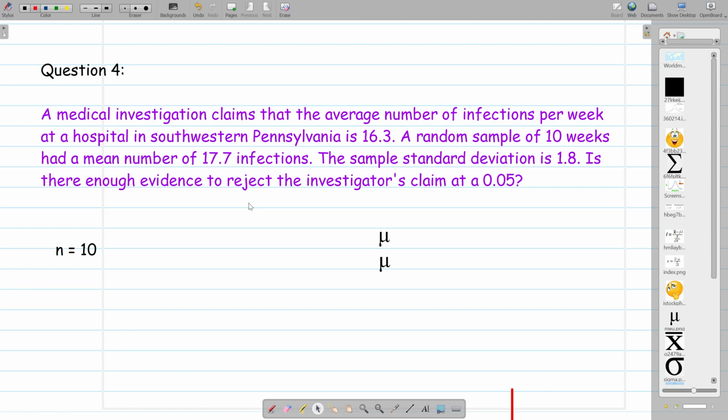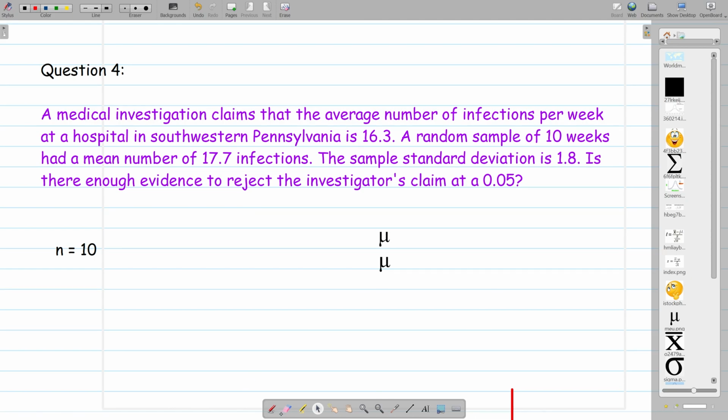A medical investigation claims that the average number of infections per week at a hospital in southwestern Pennsylvania is 16.3. A random sample of 10 weeks had a mean number of 17.7 infections. The sample standard deviation is 1.8. Is there enough evidence to reject the investigator's claim at a 0.05 significance level?